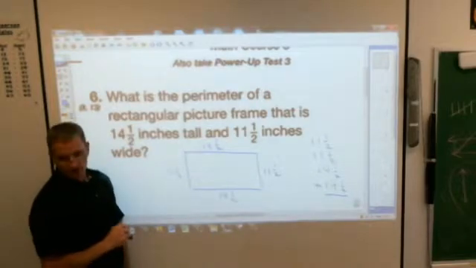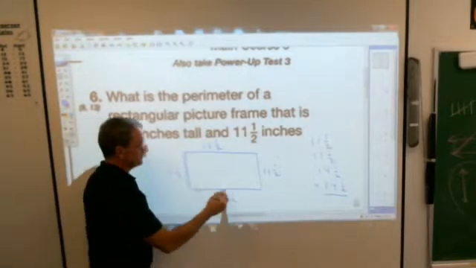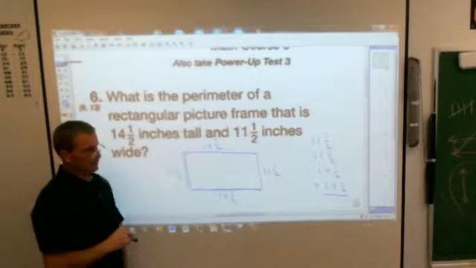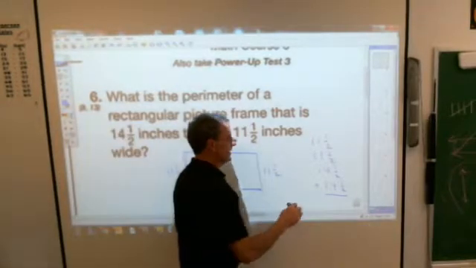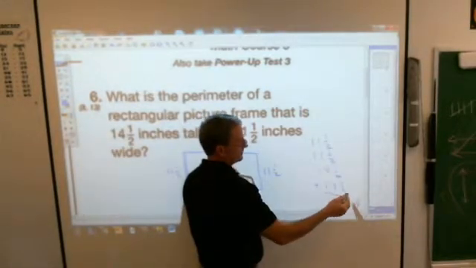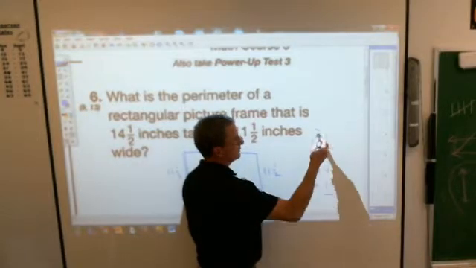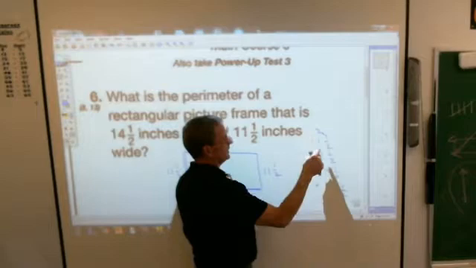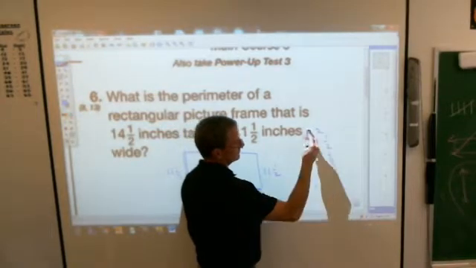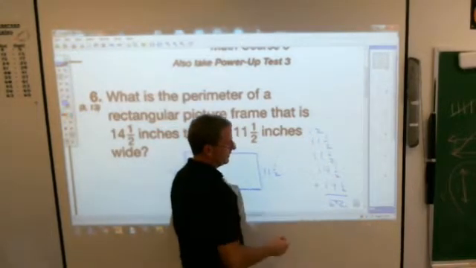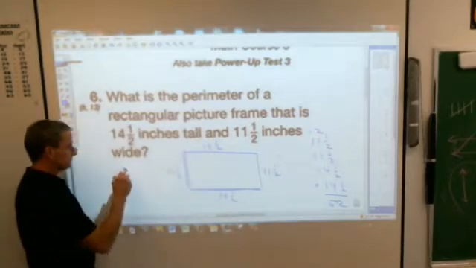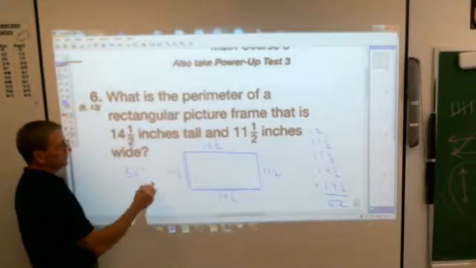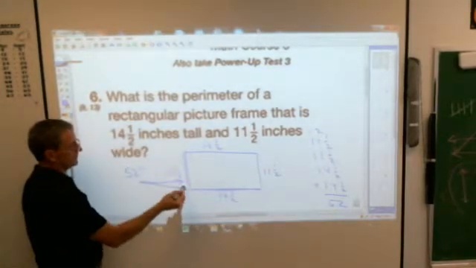But perimeter is the distance all the way around. You just went from here to there, didn't you? You've got to add all of them together. John Daffenberg, what's a half? 2. So I have to carry my 2. I have no fraction. 4, 5, 6, 7, 8, 9, 10, 12. 1, 2, 3, 4, 5. I get 52 inches. Again, much of this becomes more clear if we sketch stuff out.